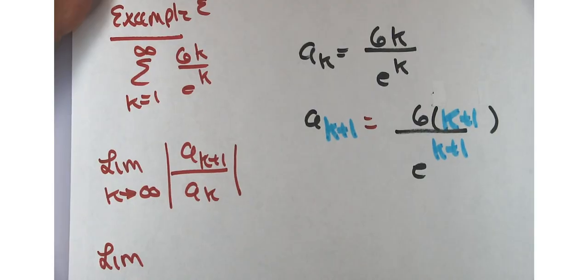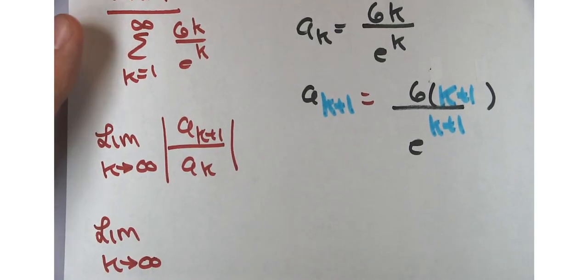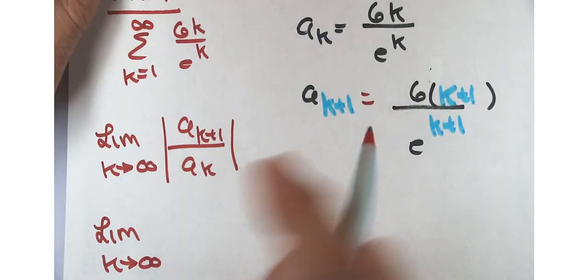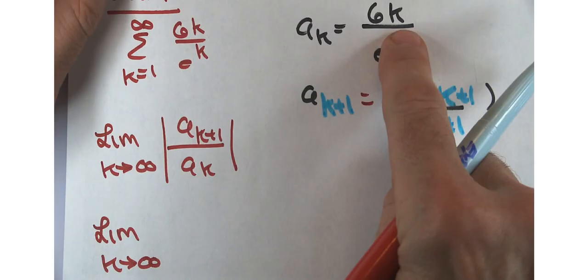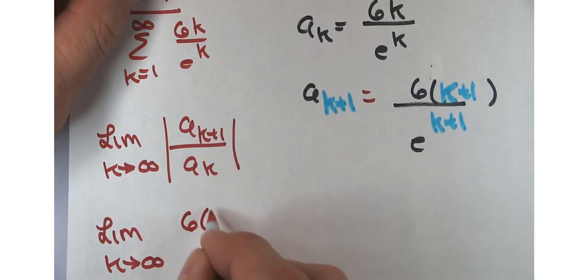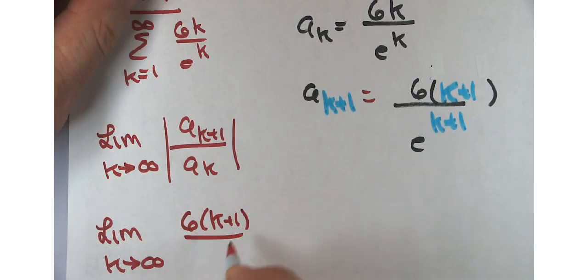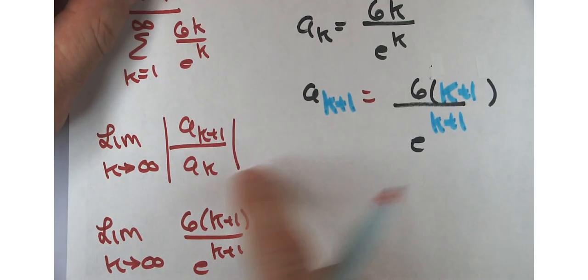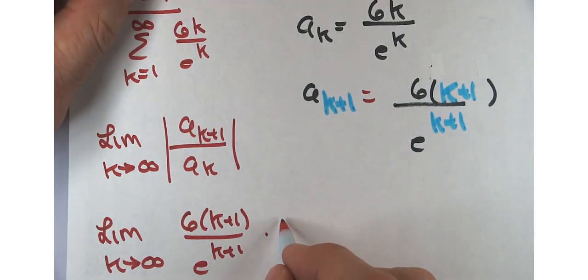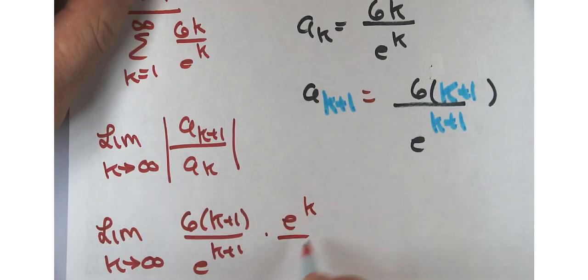Now, I gave you a heads up on this on the last problem. As I do this, I'm going to have this term divided by this one. It ends up being the 6 times k plus 1 over e to the k plus 1 times the reciprocal of this term. So let's just put that in there right away: e to the k over 6 to the k, or 6k.